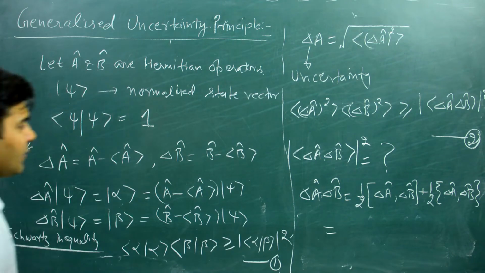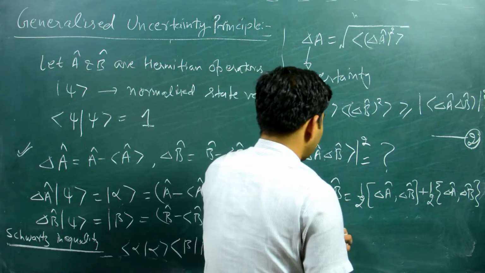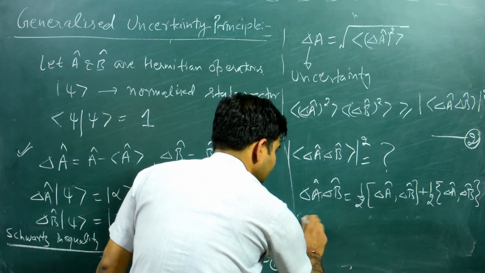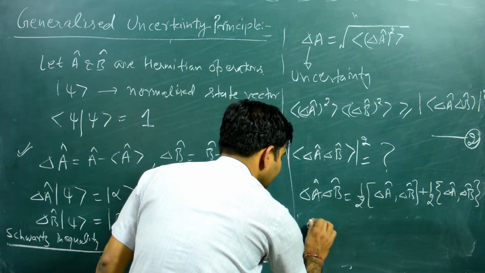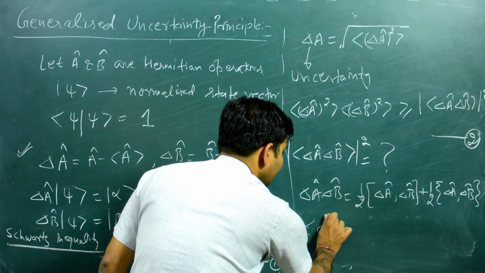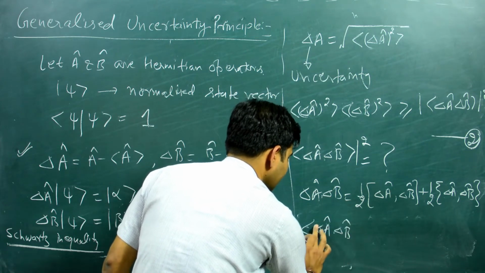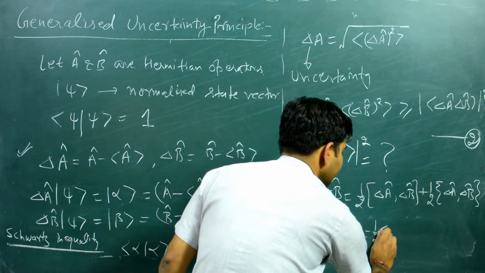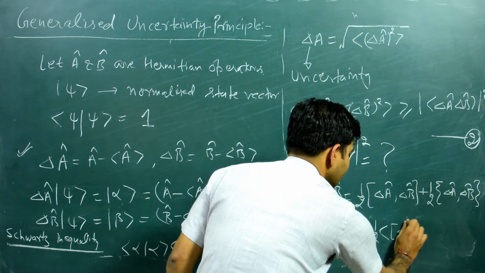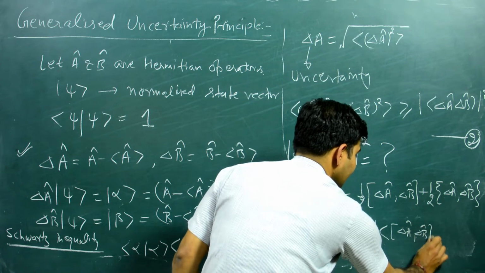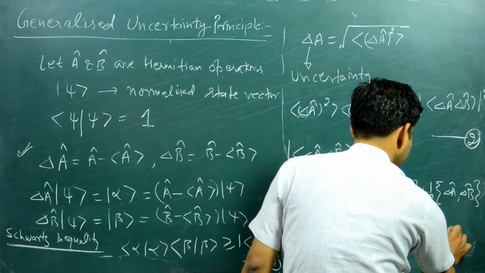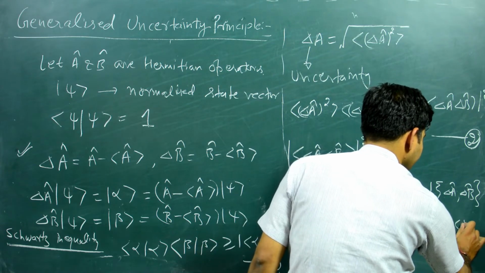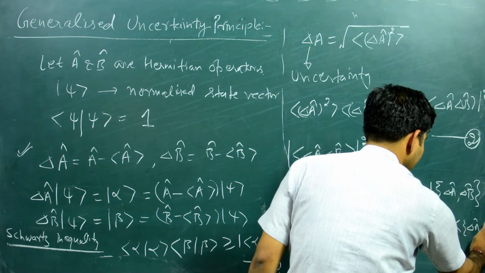In what fashion? We have to find out the expectation value of this. So let me take the expectation value of this, which is equal to half of the expectation value of the commutator of delta A hat, delta B hat, plus half of the expectation value of the anti-commutator of delta A hat, delta B hat.